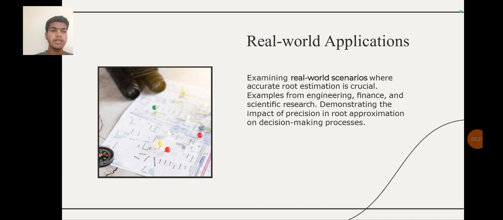Examples from engineering, finance, and scientific research. We can find examples in engineering, finance, and scientific research, demonstrating the impact of precision in root approximation on decision-making processes. These are some root estimation processes in engineering, finance, and scientific research.